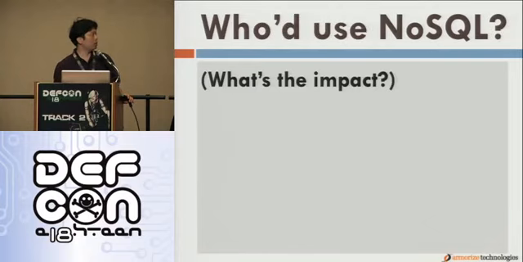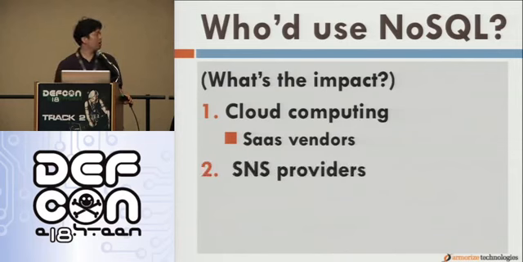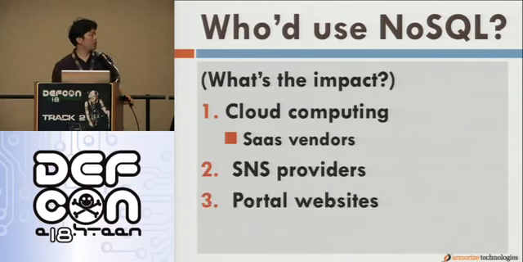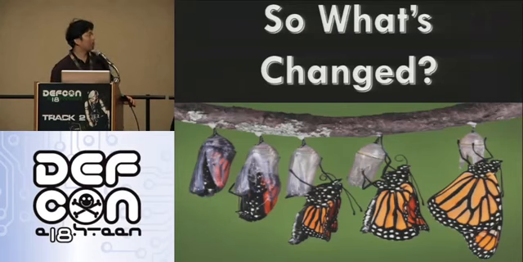So who would use NoSQL, and what's the impact? Cloud computing users or providers or SaaS vendors, social network service providers, portal websites, and basically people that need to process large amounts of data. And typically they would use a mixture of databases which include both SQL databases and NoSQL databases, and that is, for example, what our current implementation is as well. So what's changed from the past, from SQL to NoSQL?